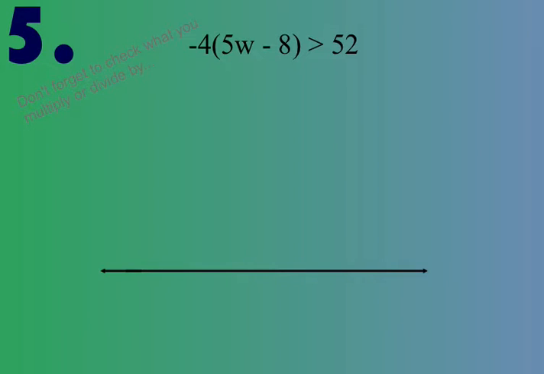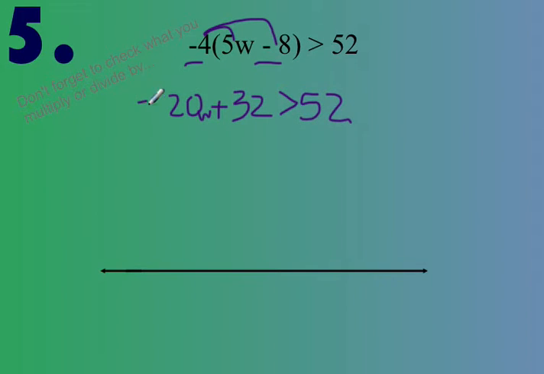So for number 5, we need to start by distributing. So it's the same step. So I'm going to multiply in the negative 4. So I have negative 4 times 5 is negative 20. And then negative 4 times negative 8, I forgot the W, is a positive 32, and that's going to be greater than 52. Forgot my negative sign too. Wow. Struggle. Okay, so now we're going to bring that 32 over to the other side. So I have negative 20W is greater than, and then 52 minus 32 is going to give me 20.